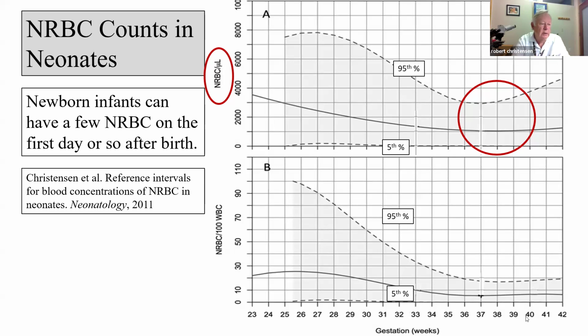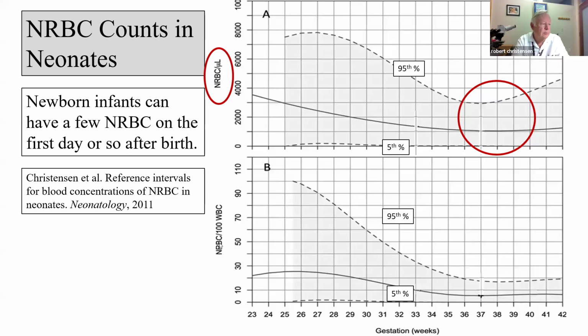And here is the gestational age in weeks and the counts. Looking at the upper panel first, you see that the 5th percentile drags right along 0. So here we have babies that are 36 weeks to 40 weeks, and it is perfectly normal for them to have none. And that is seen in a great percentage of cases. The average is about 1,000 per microliter. The upper reference interval is somewhere around 3,000 per microliter. Above 3,000 per microliter is elevated.